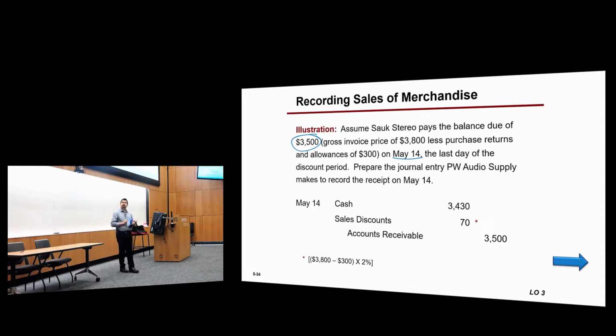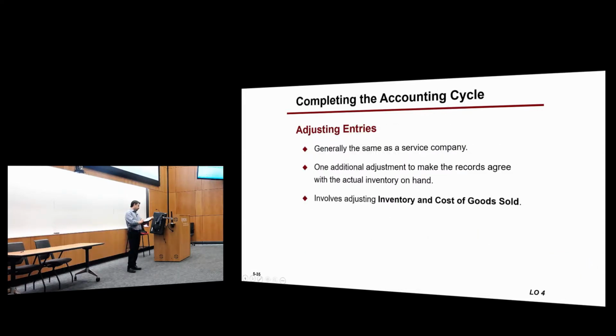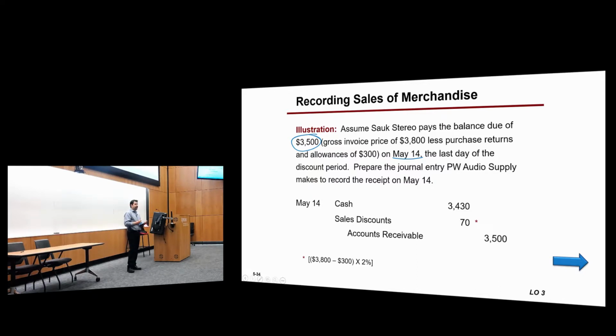Now, again, if the company had paid after May, let's say end of May, they would have paid the full amount. It would have been cash debited 3,500, accounts receivable credited 3,500. That would have been the case if it were paid after the discount period. Within the discount period, we had to recognize the discount, so it was paid less the discount.